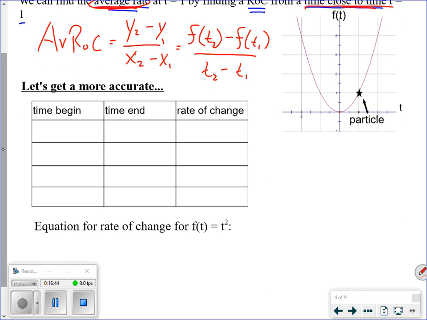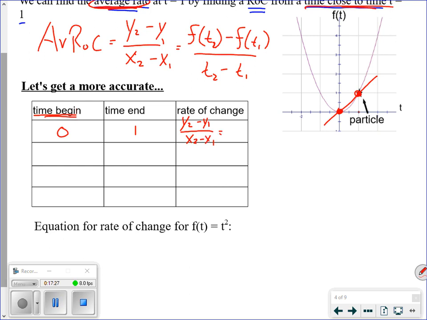I'm going to go ahead and give you these points just to get the ball rolling a little bit here. So let's say the time begins at time equals 0 and we end at time equals 1. So I'm going from here to here. Let's figure out what that average rate of change is between these 2 points right here. I'll write it as y2 minus y1 over x2 minus x1, just because that's the notation you're used to seeing.